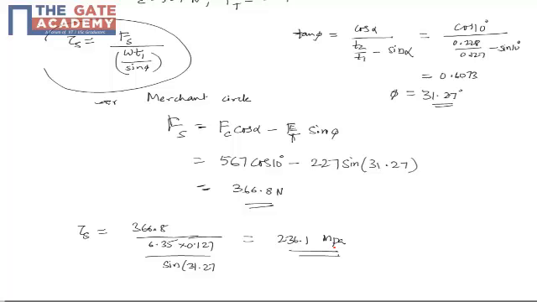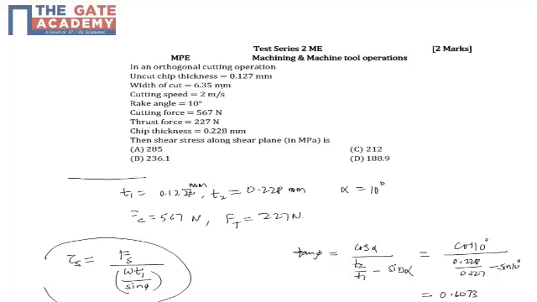So the answer for this, let's look at the options. 236.1, so B is the option, and this was the width of the cut which we used as W. So the answer is B.